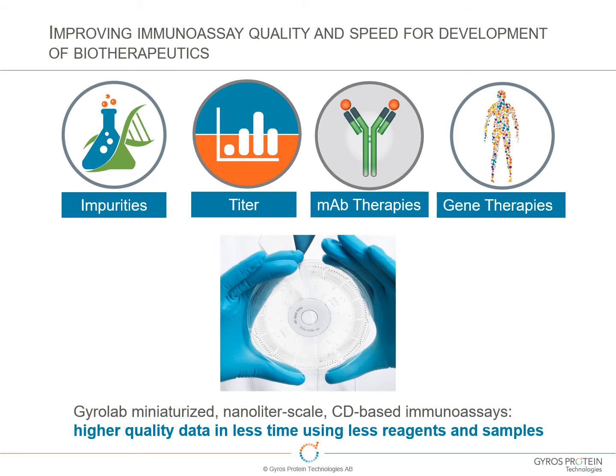Gyrolab miniaturized nanoliter-scale immunoassays streamline bioanalytical workflows while reducing sample and reagent requirements. Gyrolab immunoassay solutions for bioprocess analyses of monoclonal antibody and gene therapies provide high-quality data for faster decision-making.